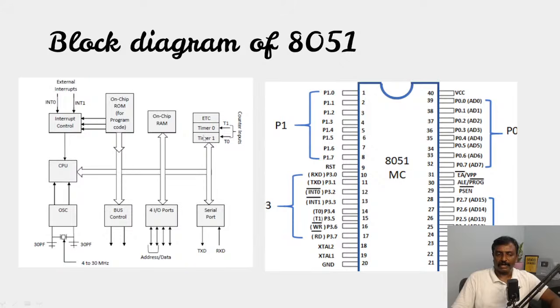You have the serial port for communication, and timers, timer 0 and timer 1. You have on-chip RAM, and flash memory as on-chip ROM. The ROM is for program and the RAM is for data memory. There are 4 I/O ports and some multiplexed ports, which can be used as a serial port, interrupts, and timers. You also have multiplexed ports for the address and data bus. So this is the block diagram of 8051.